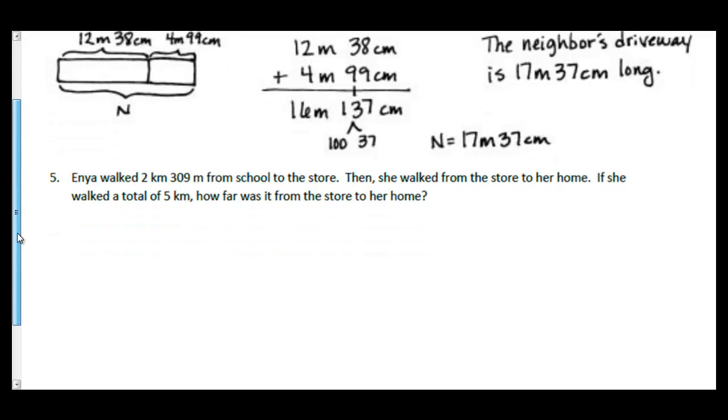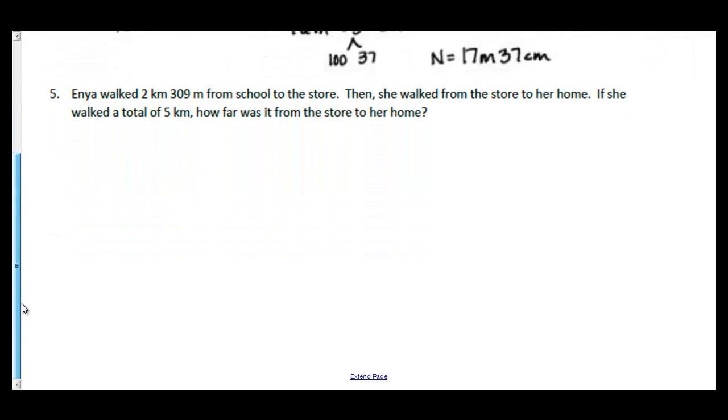All right, so let's take a look at number 5. So again, we're going to read, draw, and write. So Enya walked 2 kilometers, 309 meters from school to the store. Then she walked from the store to her home. If she walked a total of 5 kilometers, how far was it from the store to her home? So I want you to pause the video and try to come up with a tape diagram, and then press play when you're ready to check.